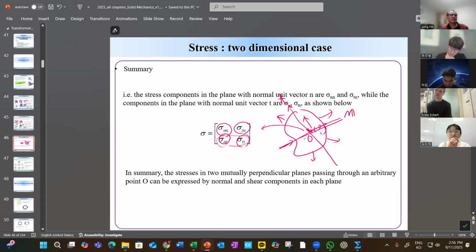Okay, so the stress in two mutually perpendicular planes passing through an arbitrary point O, this can be important, can be expressed by normal and shear components on each plane. Okay, this is a normal and shear. This is a normal and shear. So we just arrange them. You can see that there's a tn and there is an nt. nn is clear.